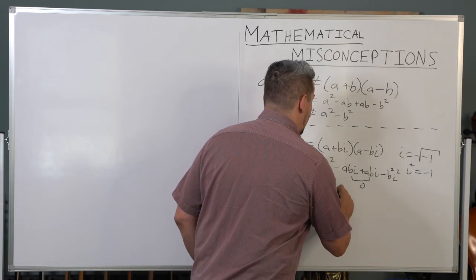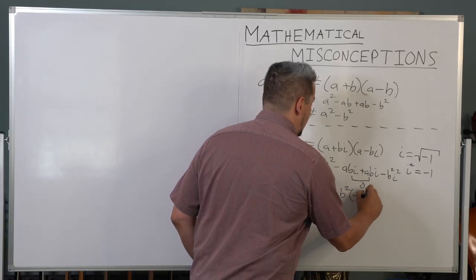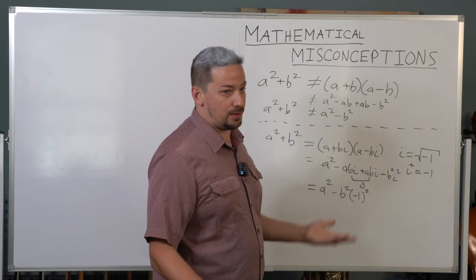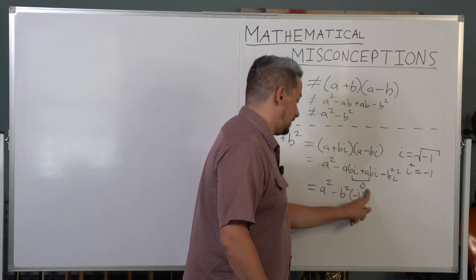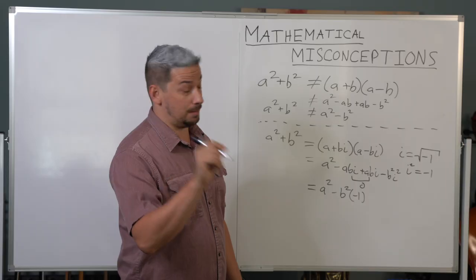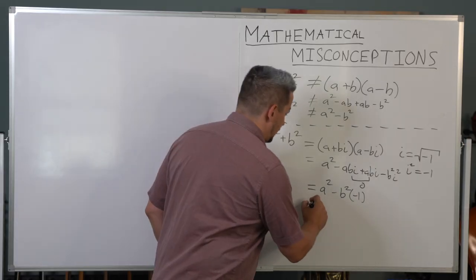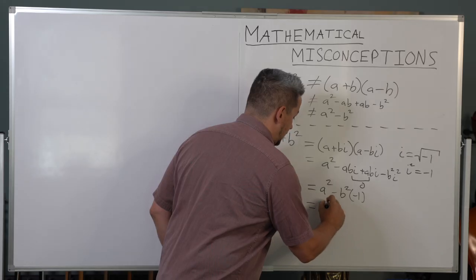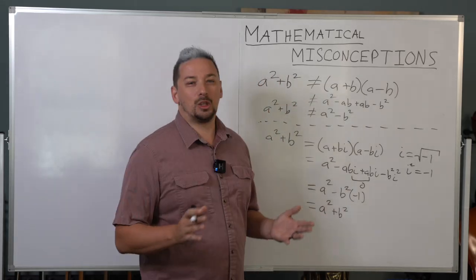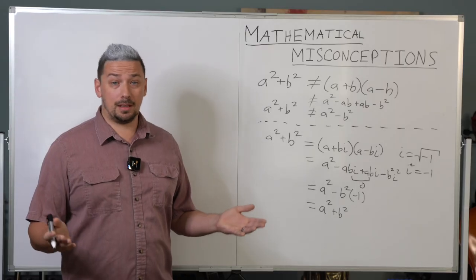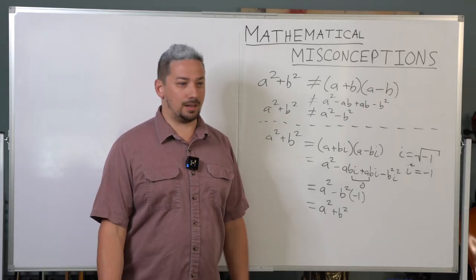So this is going to be the same as minus B squared times negative 1. Oh, sorry, that's not negative 1 squared. It's just negative 1. Be careful when you're plugging things in. Negative 1 times a negative is positive. So in fact, this is going to be the same as A squared plus B squared. Always double check your steps. Even if you're a professional at this, it's always good to double check your work along the way to make sure what you're presenting is accurate.